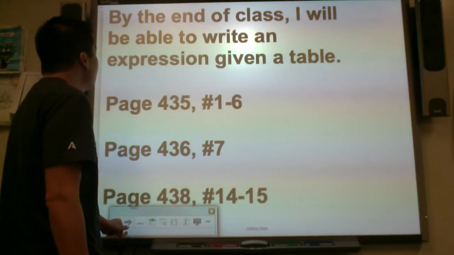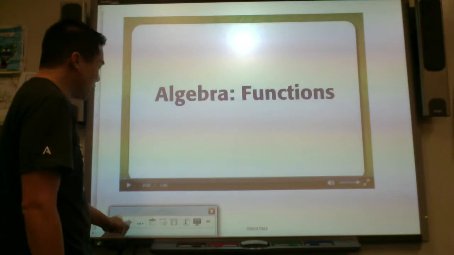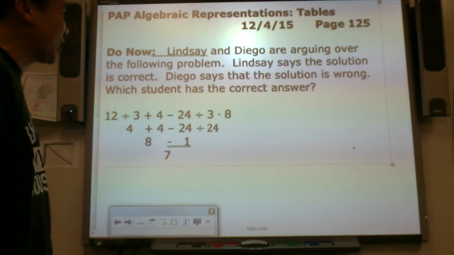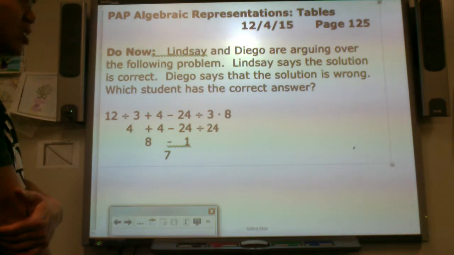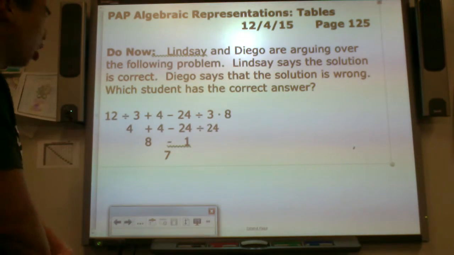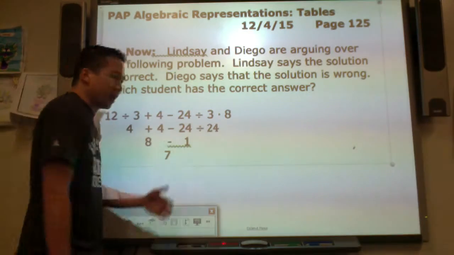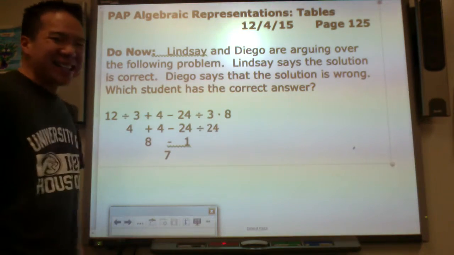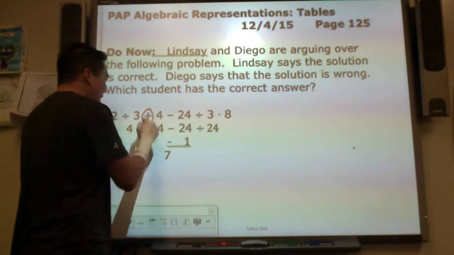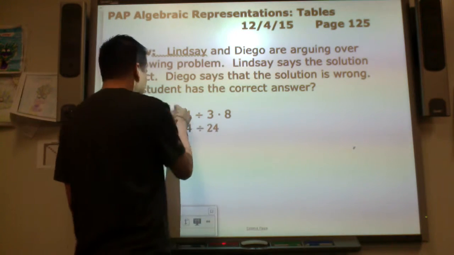In our do now, it was an order of operations. That's what we've been learning for the past few days. Lindsay and Diego are arguing over the following problem. Lindsay said, it is correct. Diego said, you are wrong. Which student is correct? First of all, we need to separate this into terms and operators, additive and subtractive operators. I see an additive operator. I see a subtractive operator.